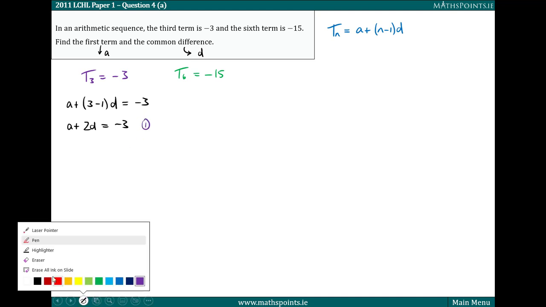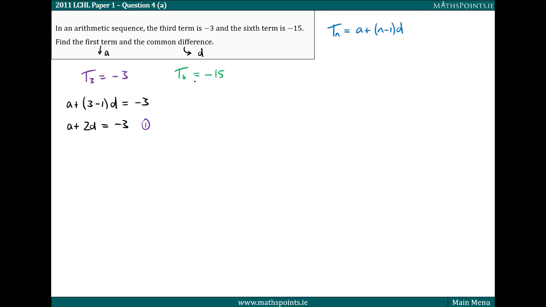Now, we're going to come over to the second piece of information that we know, that term 6 is equal to minus 15. So that means that when we sub 6 into the general term formula for n, the result is minus 15. A plus, instead of n minus 1, we have (6 minus 1) times d, and the result is minus 15. So again, we'll tidy this up. So we have a plus 6 minus 1 is 5, 5d equals minus 15. So this is our second equation. Again, it has two unknowns in it, and we'll call this equation 2.